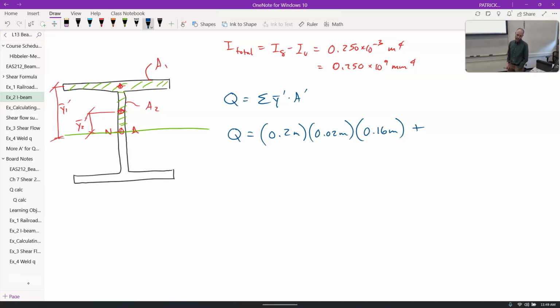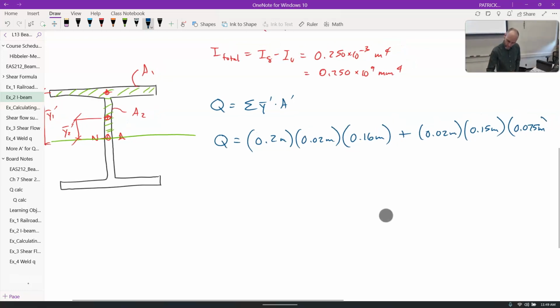Plus, for area 2, thickness of it is the web thickness, 0.02 meters. Height of that section, 150 millimeters, times the y bar prime to that centroid, which is half the height. So Q of that is 8.65 times 10 to the negative fourth meters cubed.